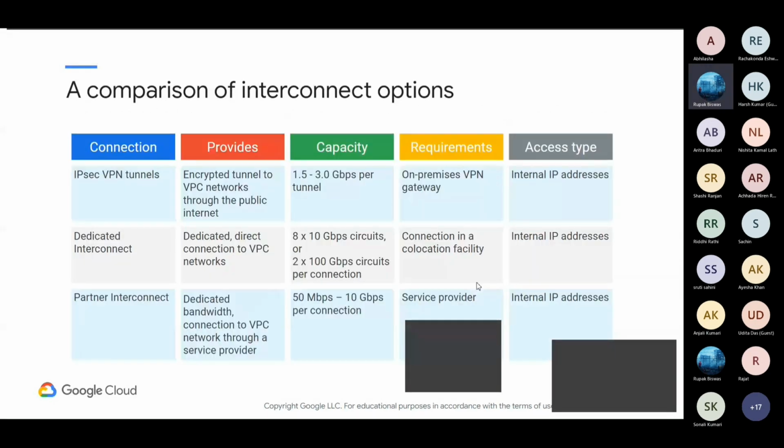This is a comparison of interconnect options. All these access types use internal IP addresses, and there are some requirements. You can look through this table. Dedicated Interconnect is a dedicated and private connection to the VPC, with a capacity of 8 x 10 Gbps circuits with colocation facility connections.